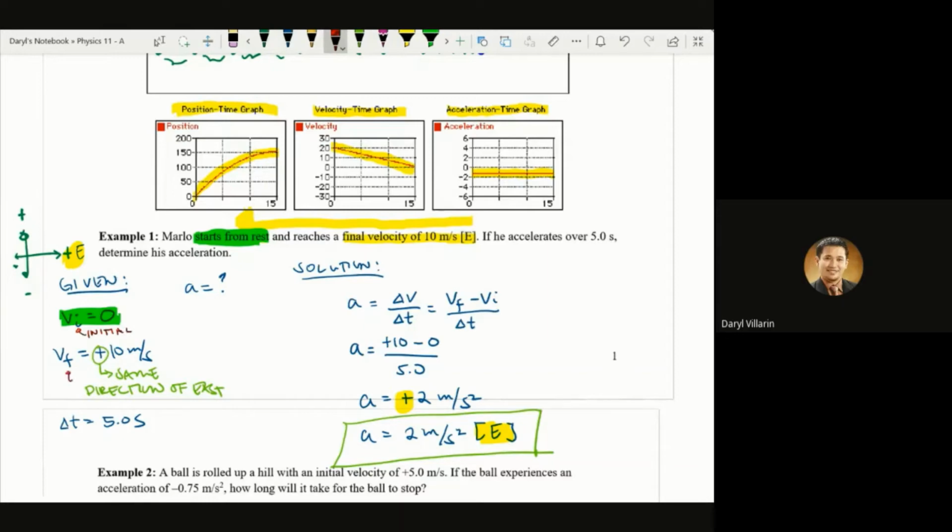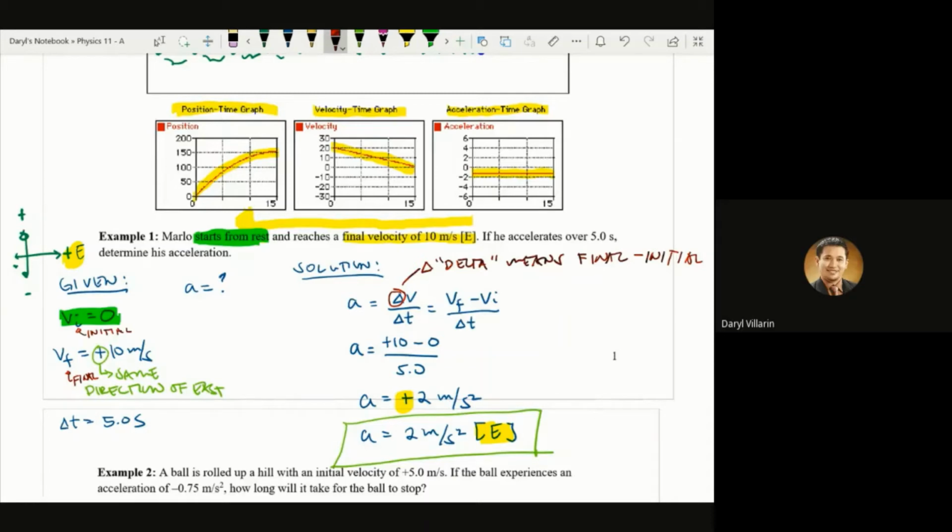And F is the final. Okay. So by definition, delta means final minus the initial. It's always like that. So final state minus the initial state.